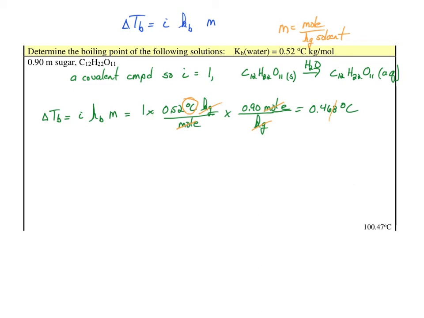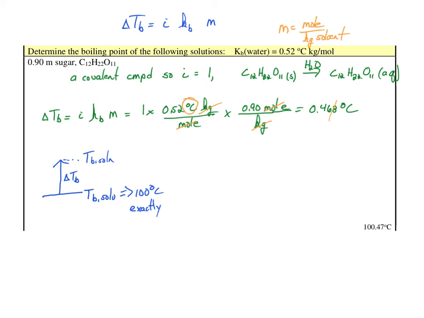Now this is not our final answer, because this value is equal to the delta Tb. So to get the boiling point of the solution, we need to add delta Tb to the boiling point of our solvent. Since our solvent is water, our boiling point is exactly 100 degrees C. Because remember, that's based on a definition.